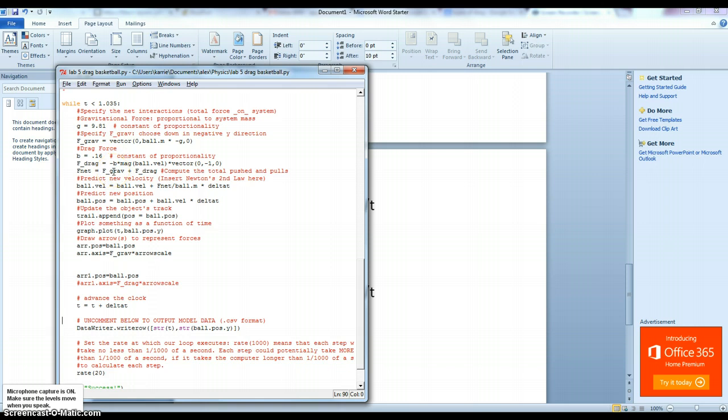And then we have F net, which is F of gravity plus F drag, and F of gravity is negative and F drag is opposite to the motion, so it would be positive. And then we use the momentum principle to calculate the position. So ball position equals ball position plus velocity times delta t.